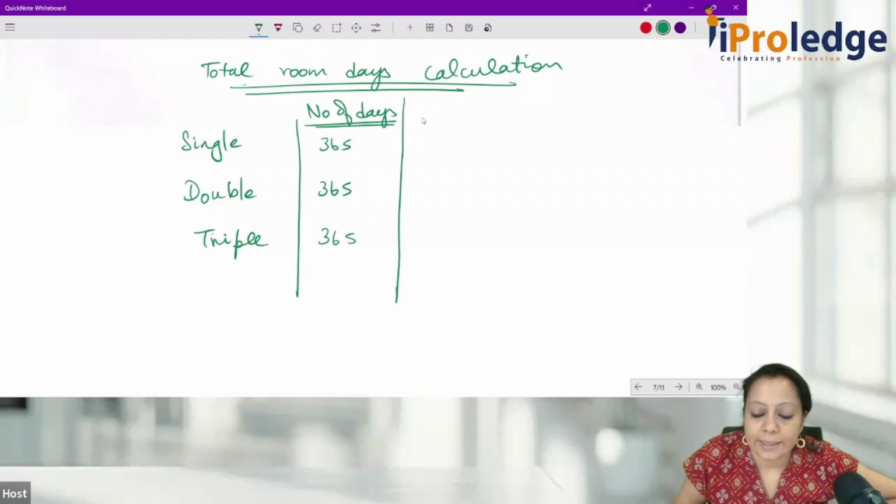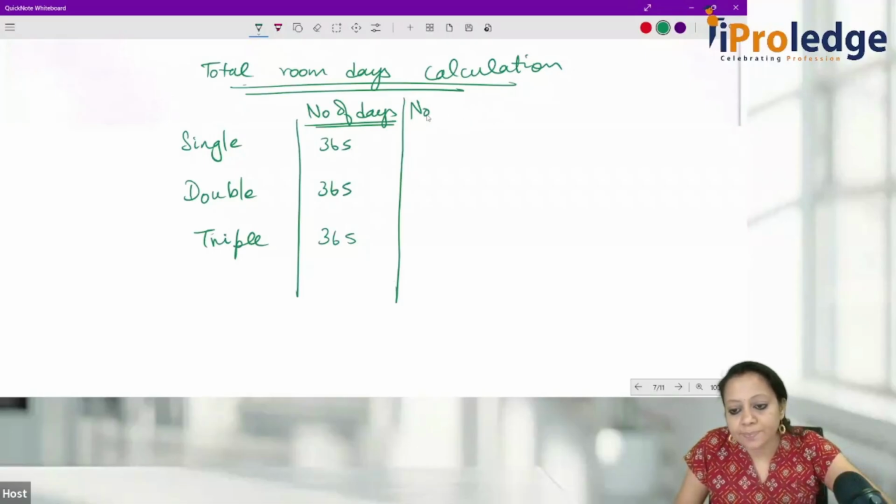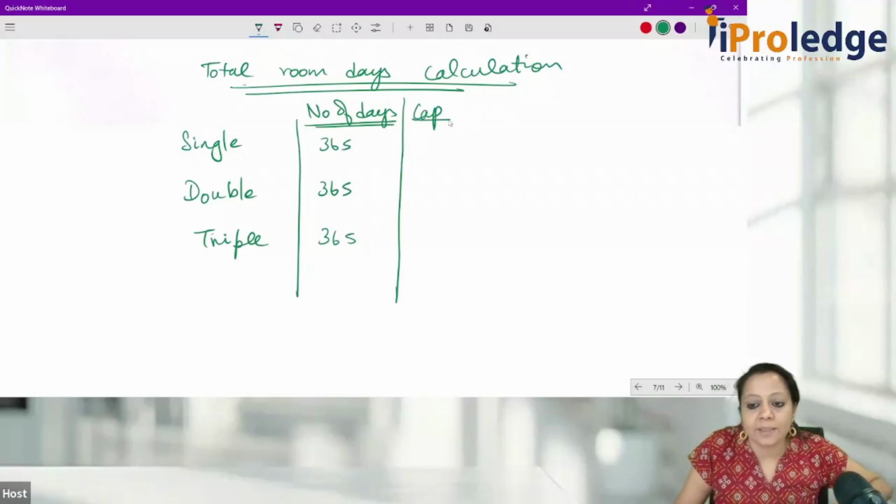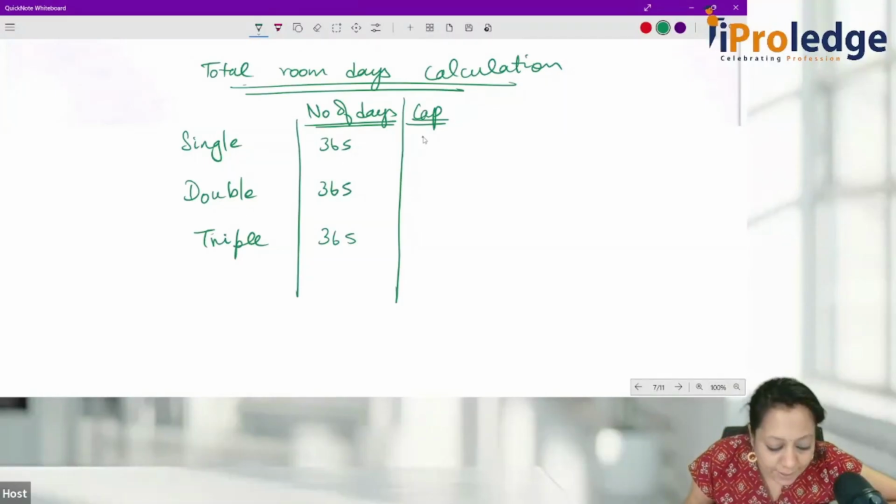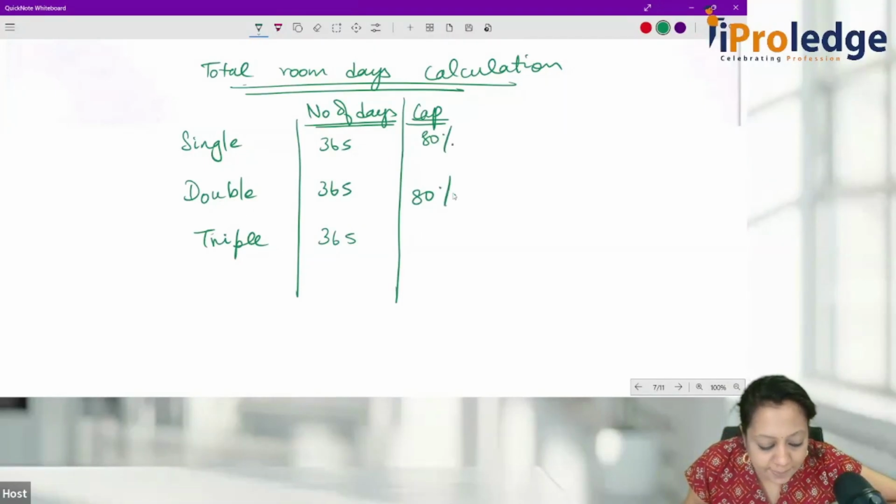Okay. Then number of rooms, they have not given number of rooms. Okay. Number of, let me say capacity. They have given capacity in the first paragraph. That is going to be 80%, 80%, and 80%.